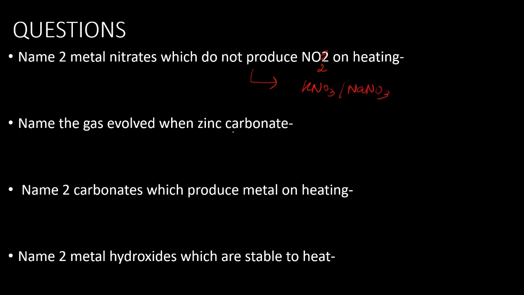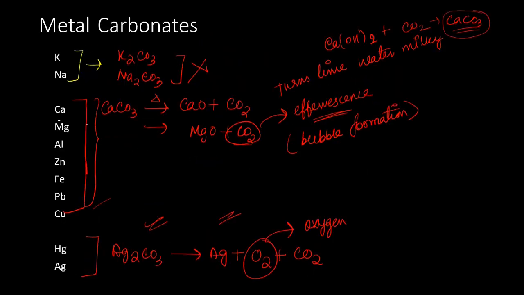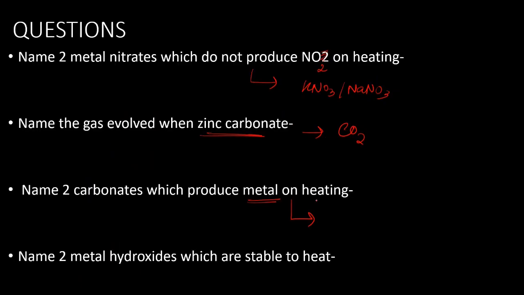Name the gas evolved when zinc carbonate is heated. Carbon dioxide, CO2. Very easy. Two metal carbonates which produce metal on heating. Metal is only the last part. Ag, that's it. The answer here will be Ag2CO3, same thing.